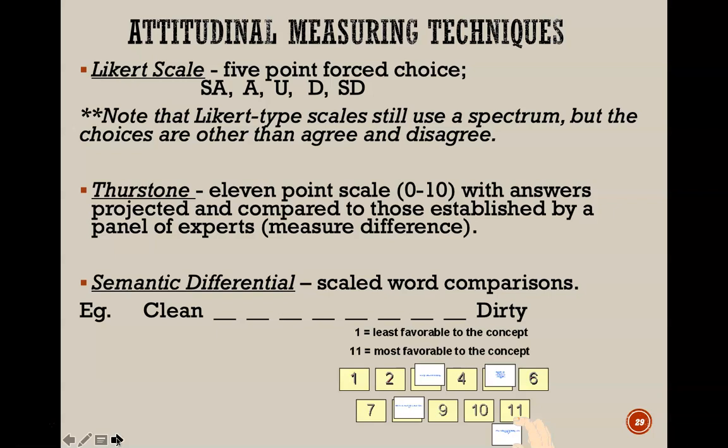Then we have what's called the semantic differential scale. And semantic, the root word means words. And so you take these 2 words and you rank your response. If the question is asking how do you feel about the facilities at rest stops in Virginia on I-81, you would rank from clean to dirty your response.